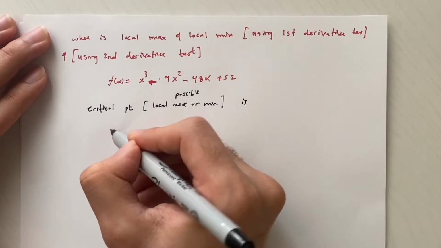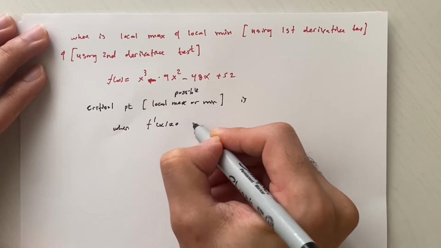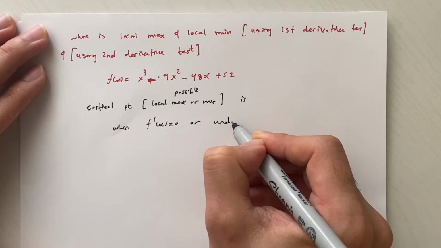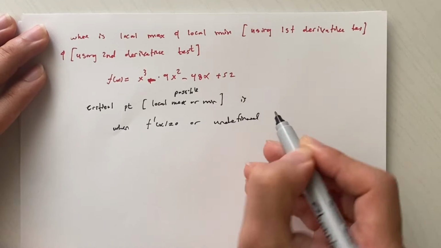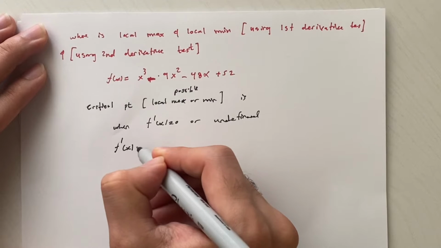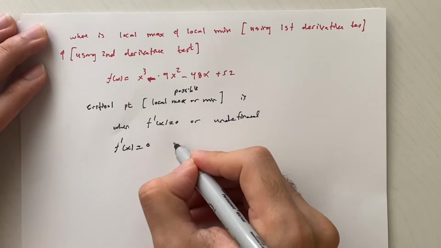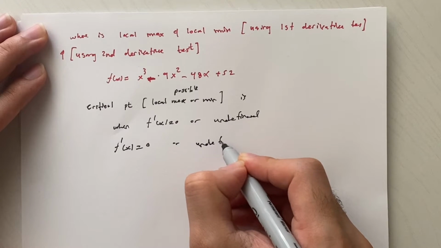A critical point is possible to be a local maximum or minimum. To make sure they are a local maximum or minimum, we'll have to apply the test, either the first derivative test or the second derivative test. Here we'll apply both. So first, let's find the critical points.